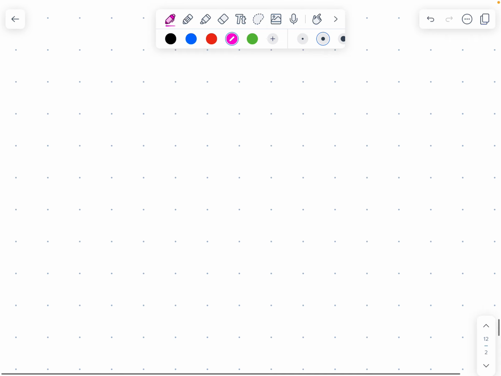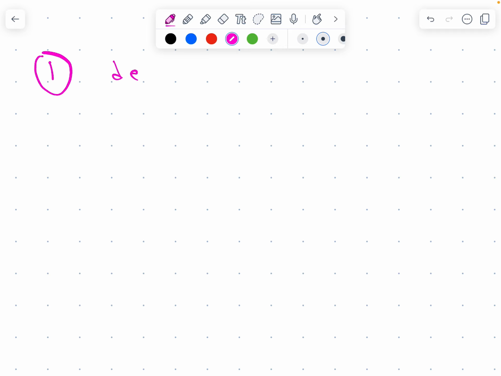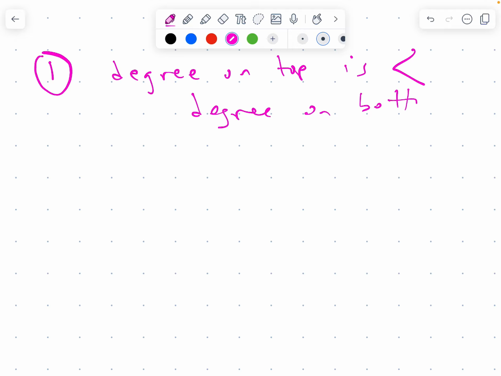Now, what we didn't address is end behavior. What happens when you approach infinity from the left and infinity from the right? So there are 4 different cases to consider. Case number 1, degree on top is less than degree on the bottom. So the bottom has a bigger degree than the top.